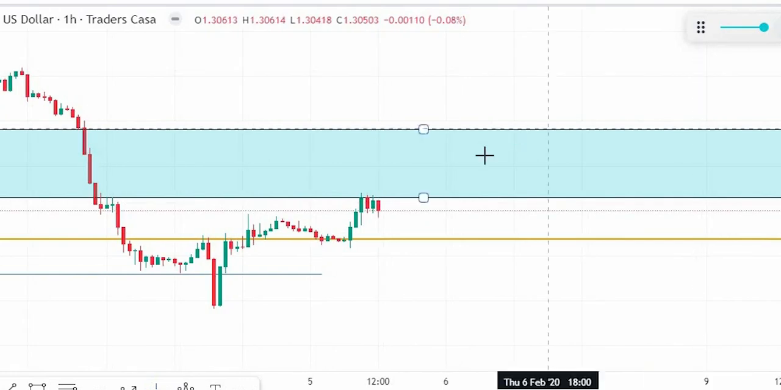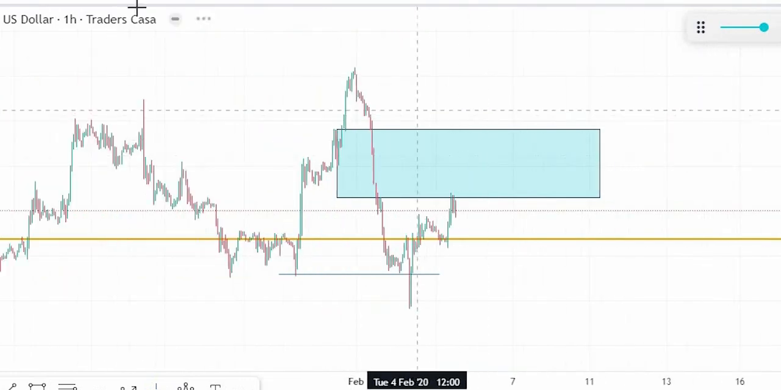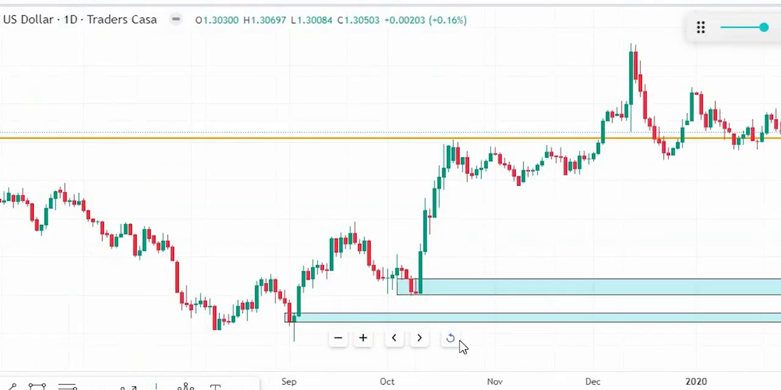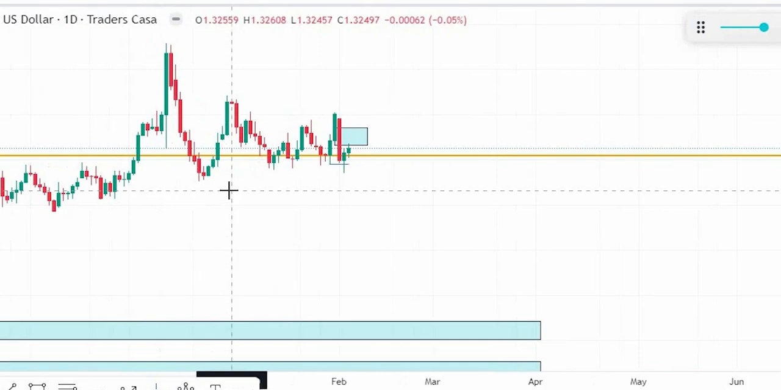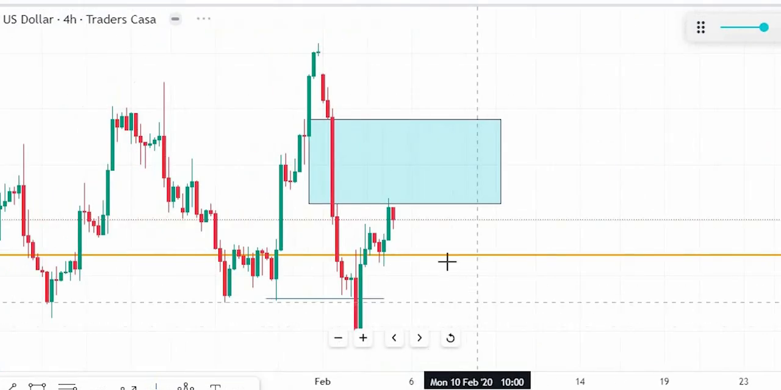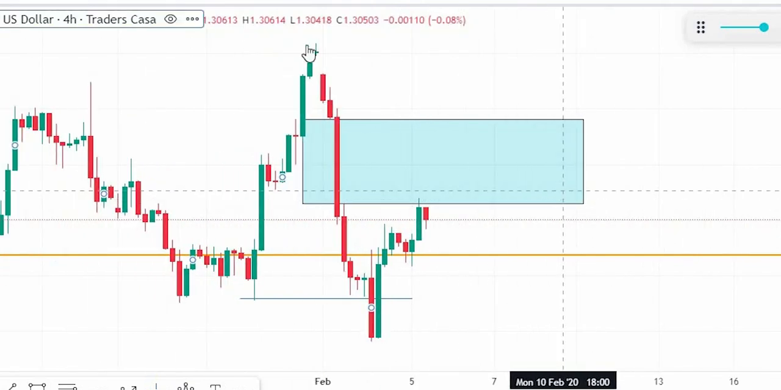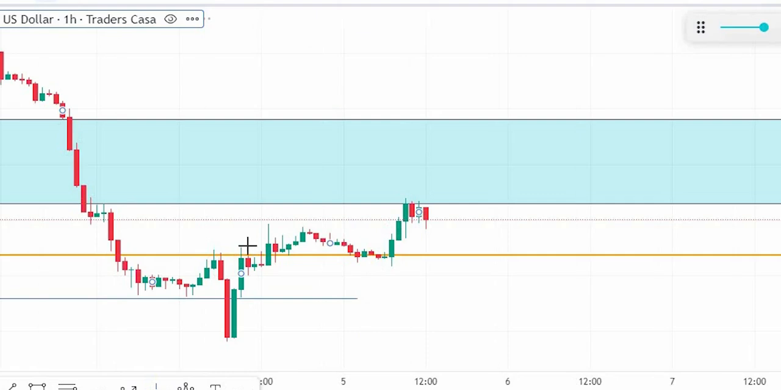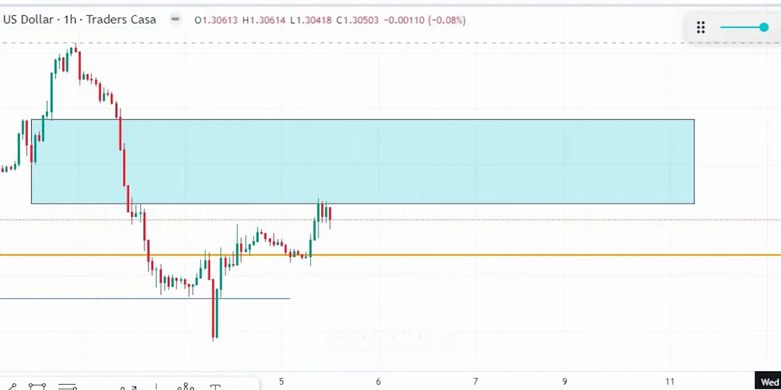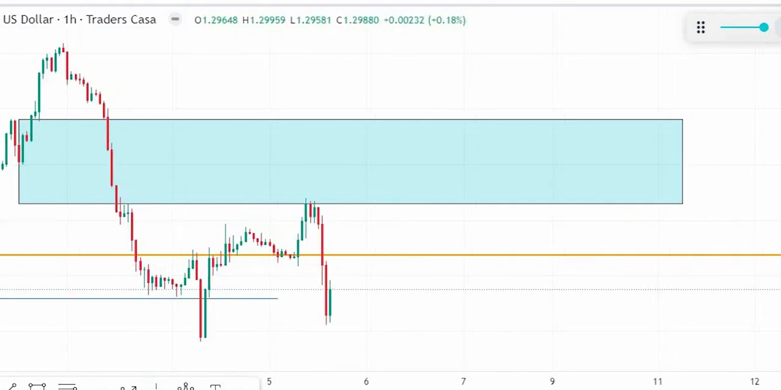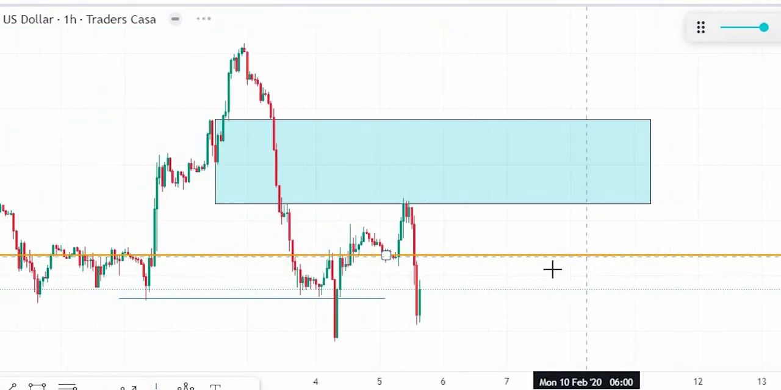Alright, the market is already in our fair value gap. So this will be a perfect entry for a sell, because the market has already mitigated our fair value gap. The best thing is to wait for a confirmation, which will be a change of character. So let's put the market down, and this does it.